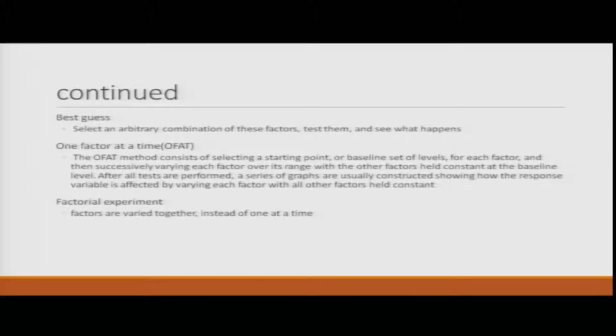After all tests are performed in different combinations, a series of graphs or analyses are usually constructed showing how the response variable is affected. Response variable is basically the output which you are trying to understand, whether your score is reduced or whether you have reduced your weight if you are jogging.